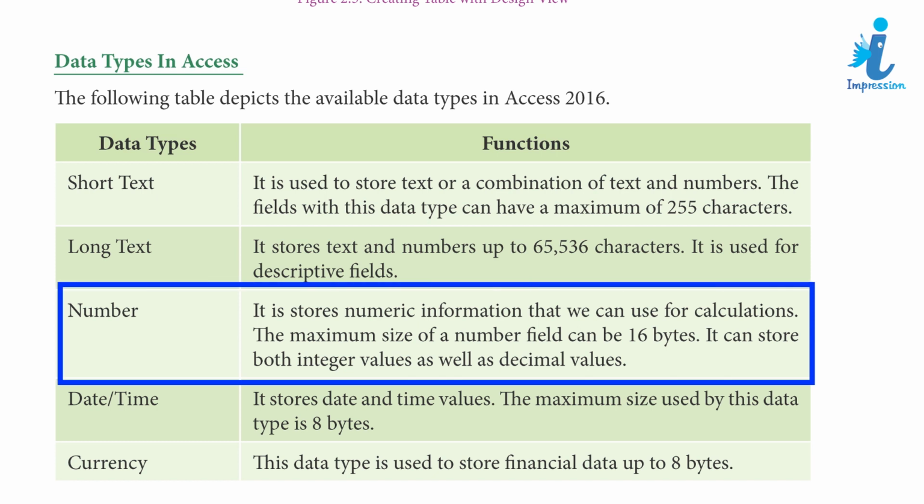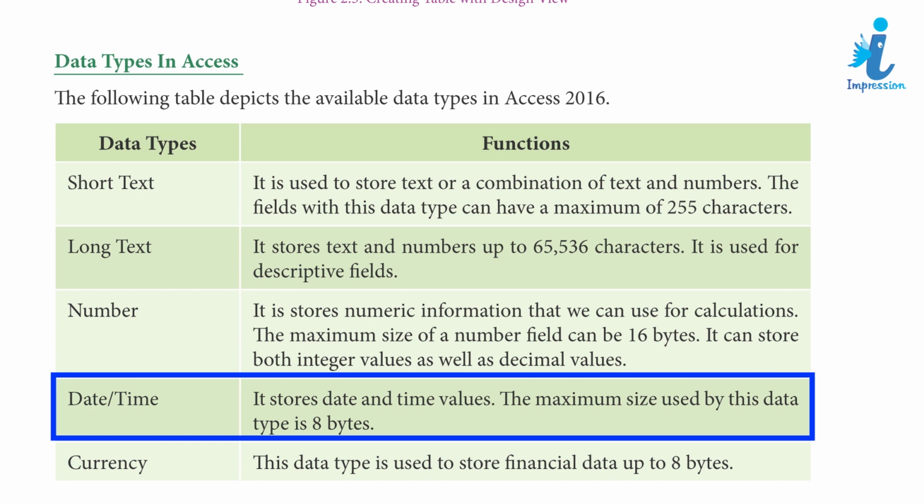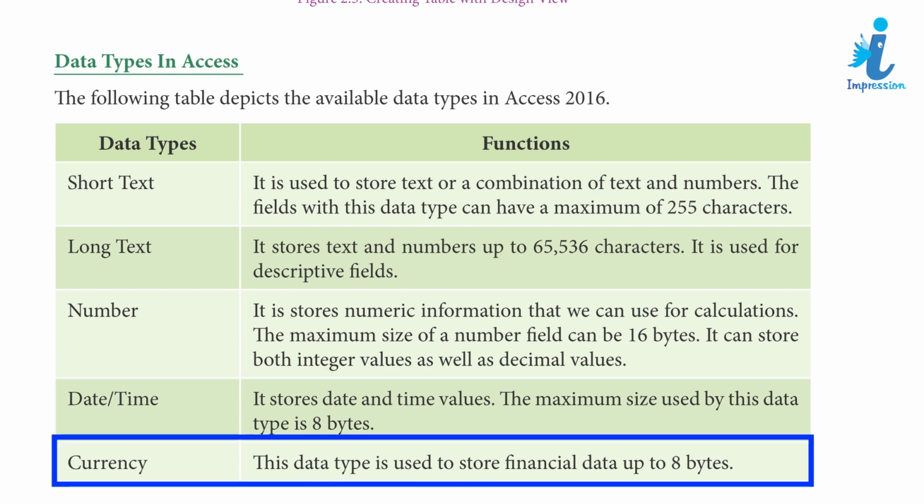Number. It stores numeric information that we can use for calculations. The maximum size of a number field can be 16 bytes. It can store both integer values as well as decimal values. Date Time. It stores date and time values. The maximum size used by this data type is 8 bytes. Currency. This data type is used to store financial data up to 8 bytes.